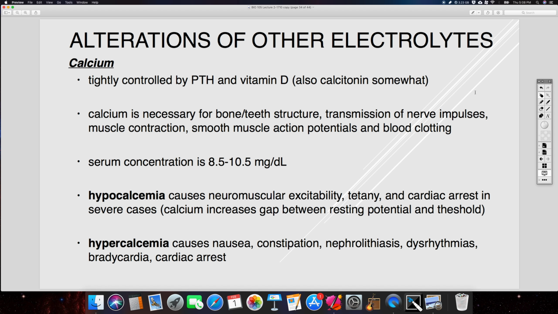Dysrhythmias, bradycardia, cardiac arrest are definitely associated with cardiovascular issues. Causes of hypercalcemia include things like hyperparathyroidism. If you produce too much parathyroid hormone, that can certainly cause hypercalcemia. Also, too much vitamin D. If you have an excess of vitamin D, that can cause hypercalcemia. Vitamin D is believed to be the most toxic of the vitamins. So those are just a couple of causes.